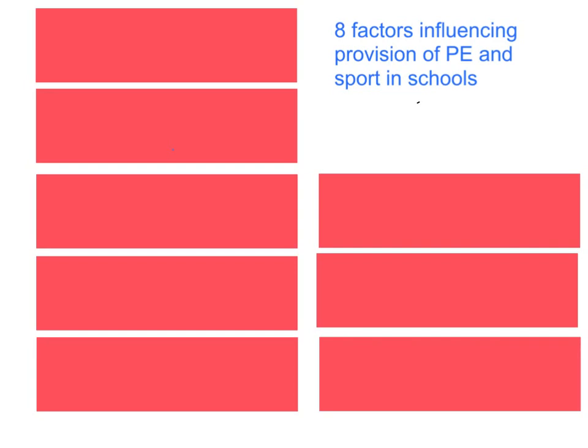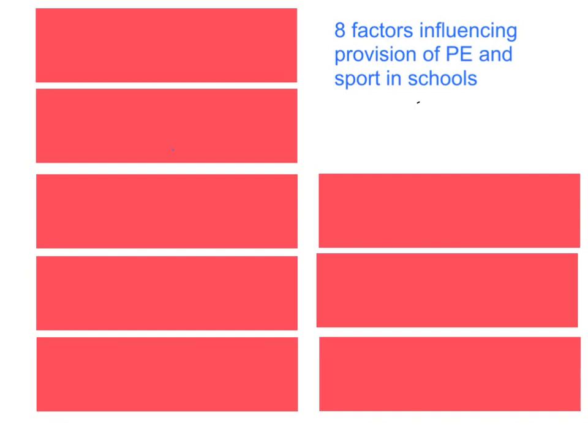Now, what we've got here is a simple ranking activity. I'll show you the activity first, and then I'll show you how I made it. So we can see we've got 8 factors influencing provision of PE and sport in school. And the first thing I would do, I've created this already, I've put it onto Showbie and I've pushed it out to all of my students. They receive this and they open it up and it looks just like this.